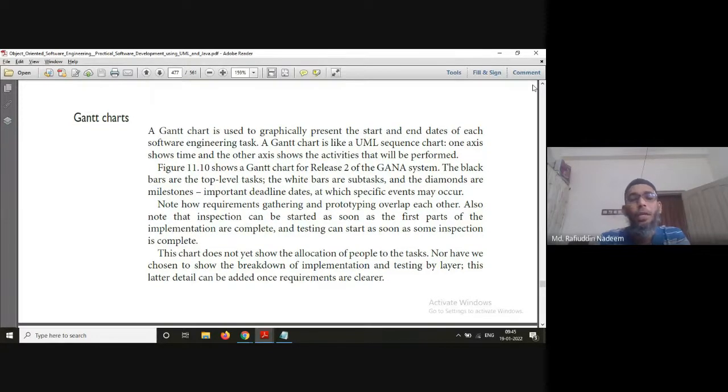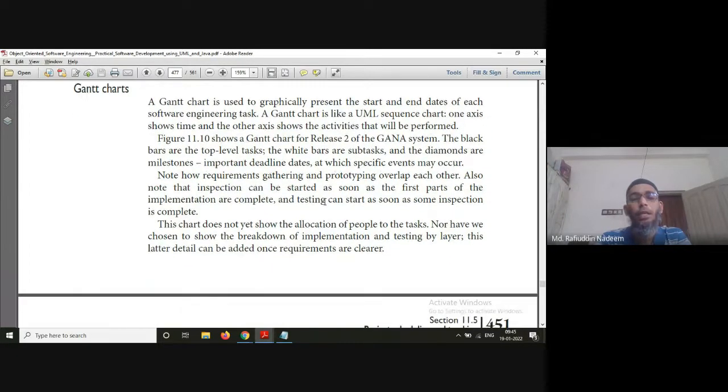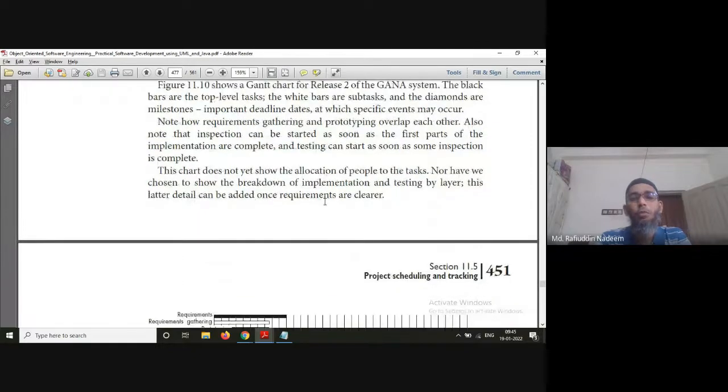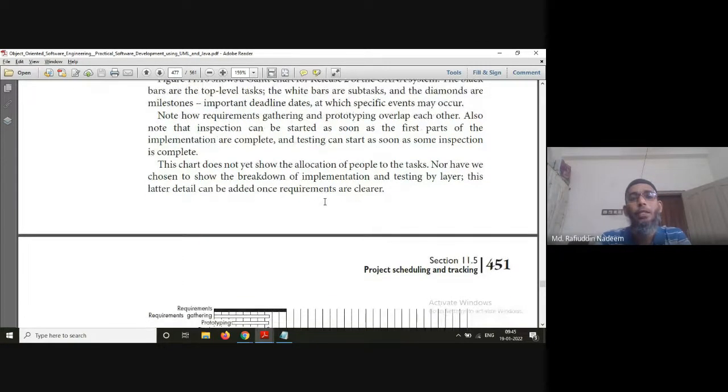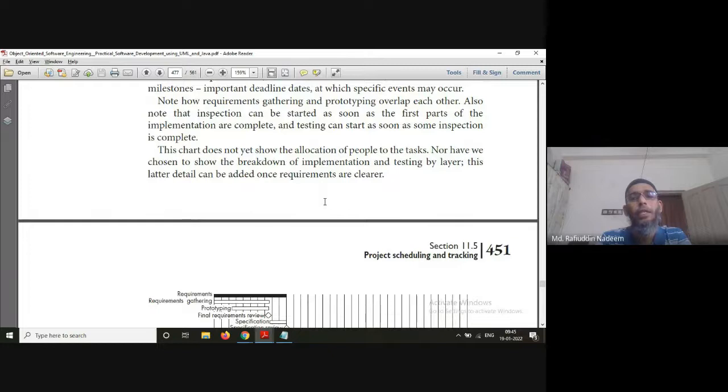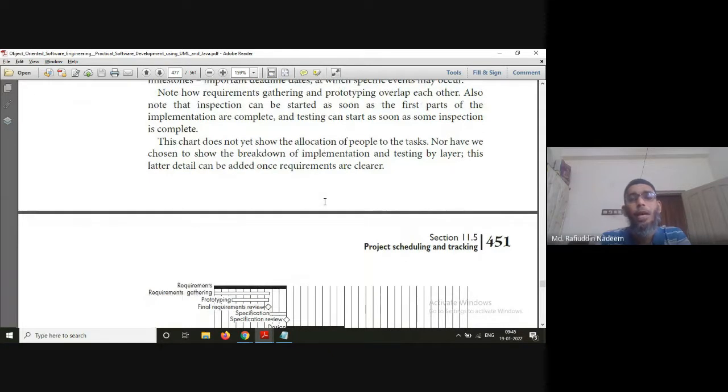Okay, now note one point, that it is not used only for software engineering purposes. In other areas also, like management or any area where some tasks are supposed to be performed, we use these Gantt charts.